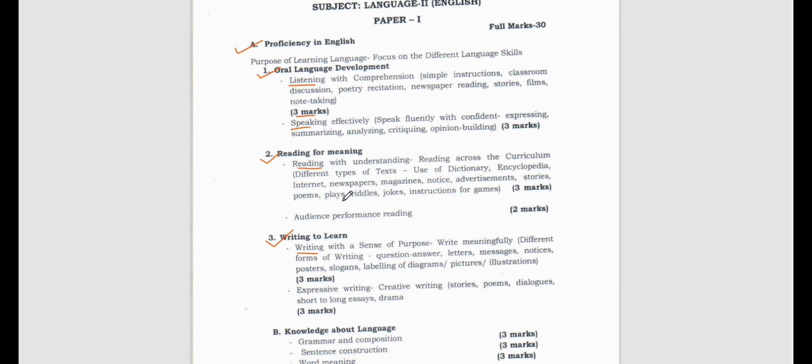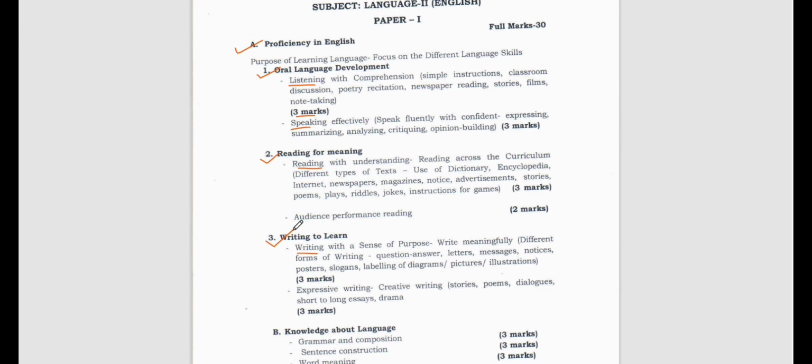Then plays means different types of plays, like Othello. Then Uncle Tom's Cabin. Yes, Uncle Tom's Cabin. Then Othello. Then what play do we have? Resonance, I think we have in class 11 or 12. That Matrina Michael one, I hope you remember. Those who took additional English, you will know that. Then riddles, you know what riddles are. Jokes, you know. Instructions for games, you know. Now audience performance reading. When we are reading in front of the audience, that is called audience performance reading. This will come for 2 marks.